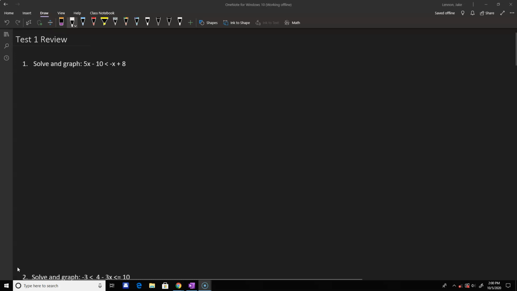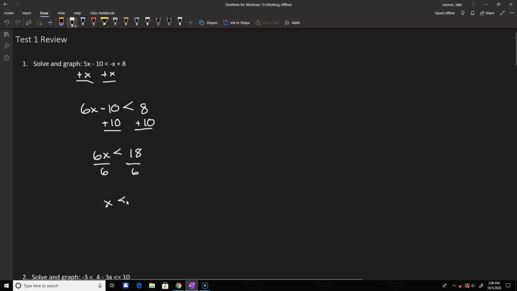So the first thing we want to do is get the x's on one side. So we'll start by adding x to move all the x's to the left-hand side. So now we have 6x minus 10 is less than 8. Then we want to move the regular numbers to the other side, and we accomplish that by adding 10. So we have 6x is less than 18. And then we divide by 6, and we have x is less than 3.